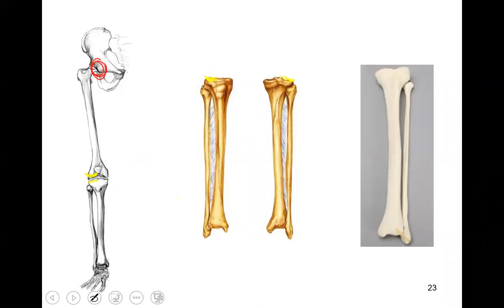The medial condyle is on the same side as this hip joint, so the head articulating with the acetabulum. Here is the medial condyle of the femur sitting in the medial condyle of the tibia. Same thing, medial condyle and medial condyle.